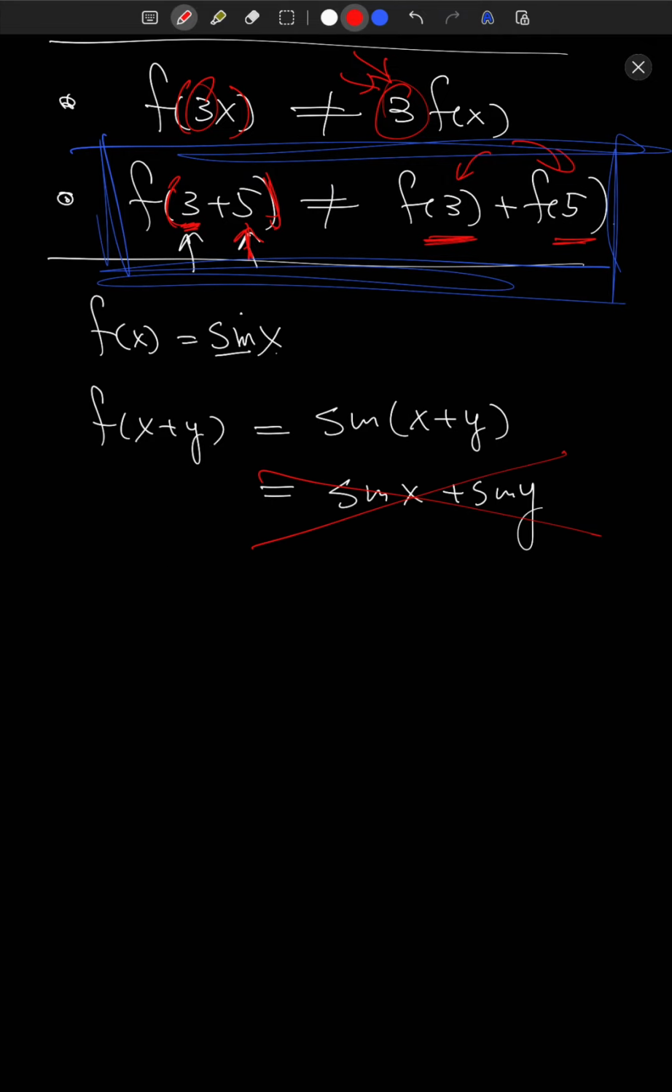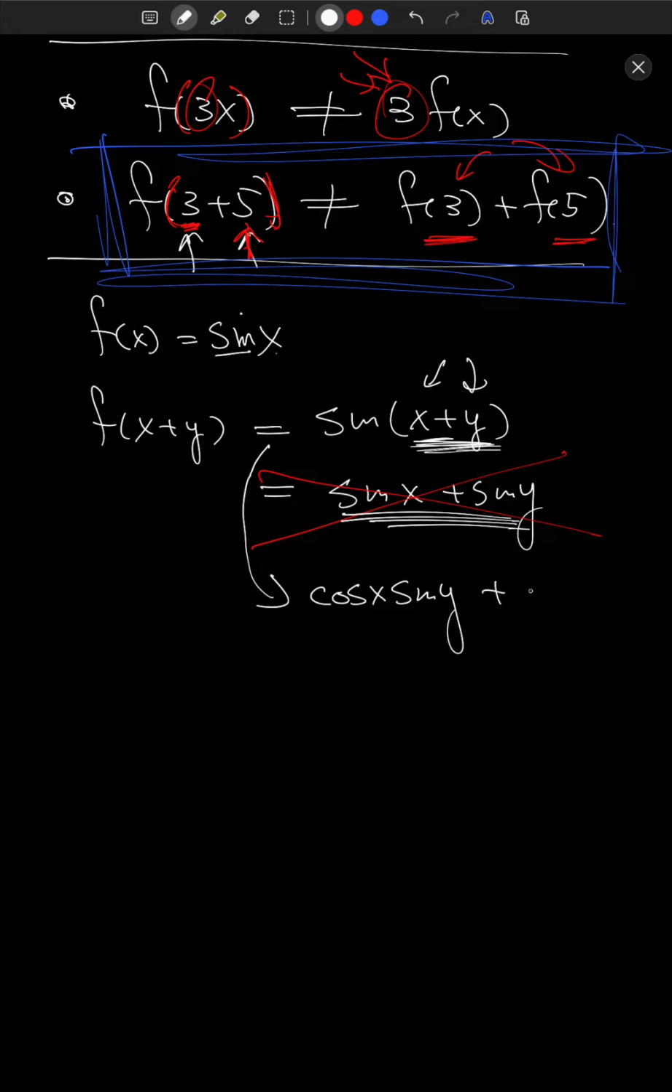All right. In fact, we're going to spend an entire section, several sections in this class figuring out exactly how to simplify this guy here, how to break up or pull the x's and the y's out of the parentheses, and it's definitely not going to be this guy here. In fact, it's very complicated. It's actually cosine of x, sine of y, plus cosine of y, sine of x.